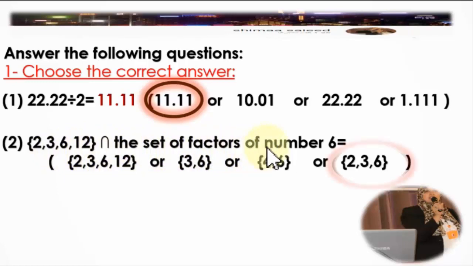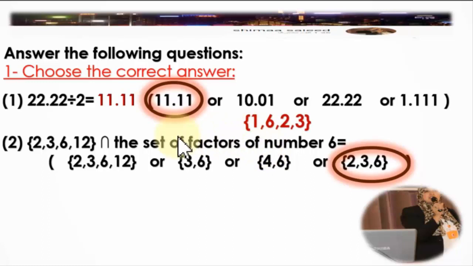Question number 2. The set of 2, 3, 6 and 12 intersects the set of factors of number 6. You know that the factors of number 6 are 1, 6, 2 and 3. So the common elements are 2, 3 and 6.